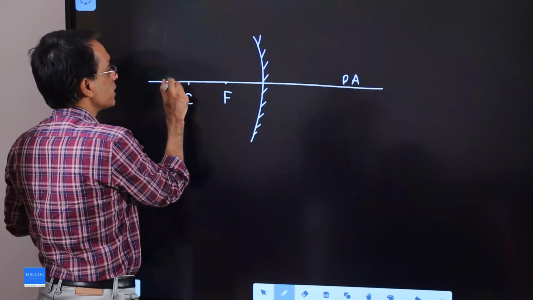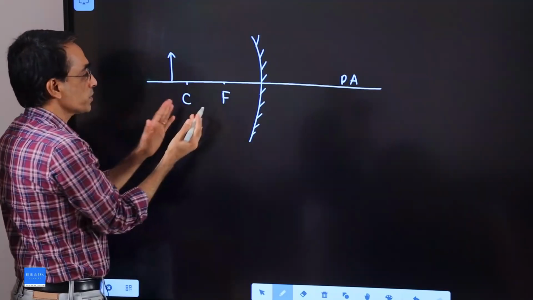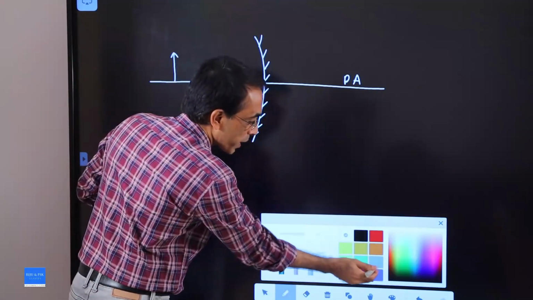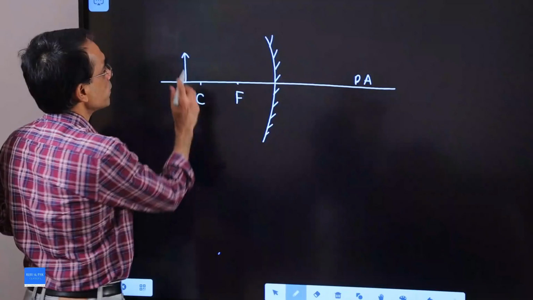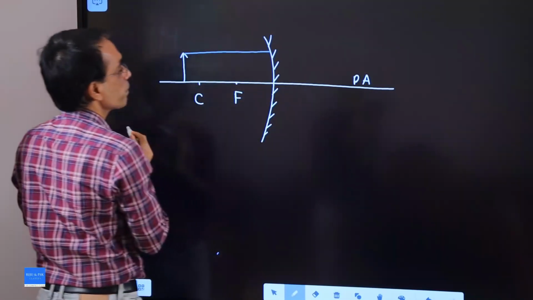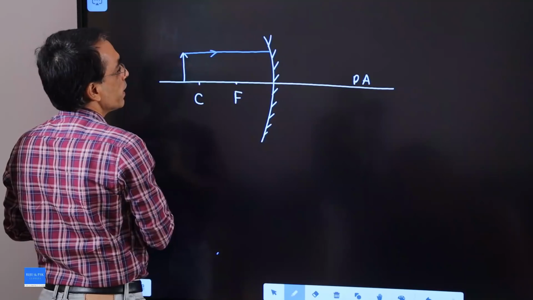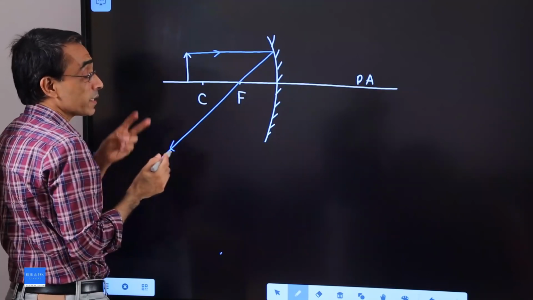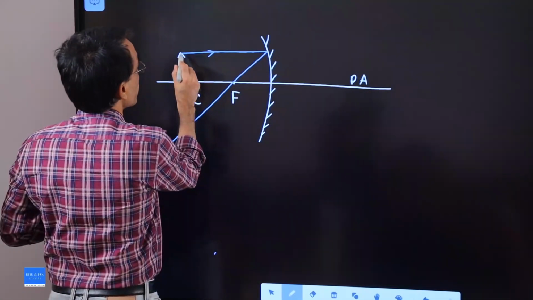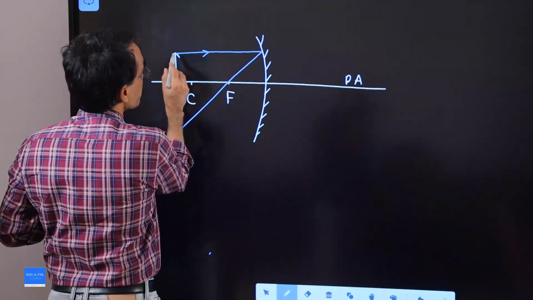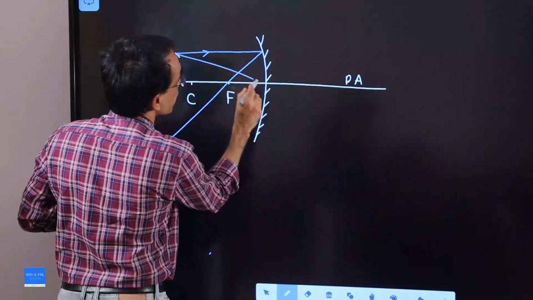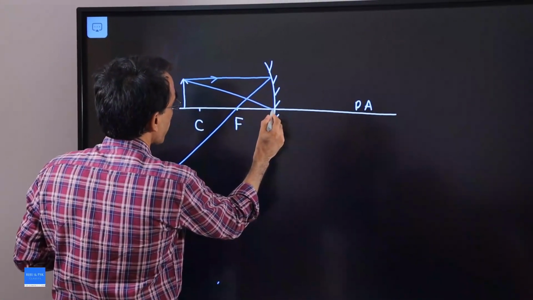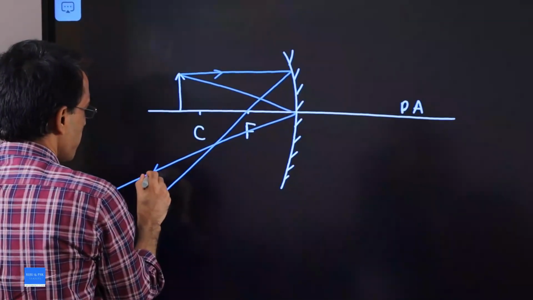Now assume that there is an object kept here, an object which is away from the center of curvature. How to draw the image formed? First of all, I will take one light ray parallel to the principal axis. Okay. This light ray, as we studied, will go through the focus. This is the reflected ray. The second one, most convenient, is you can take one light ray from here and send that to the pole. From the pole, it makes an equal angle and this will go like this.